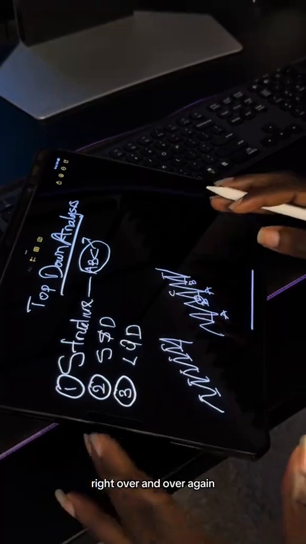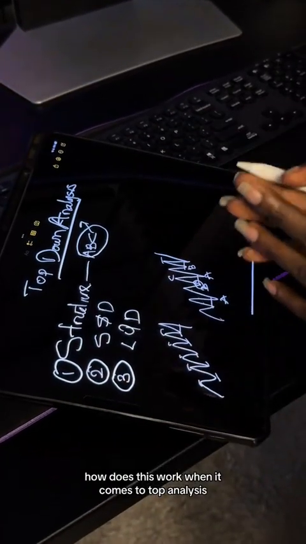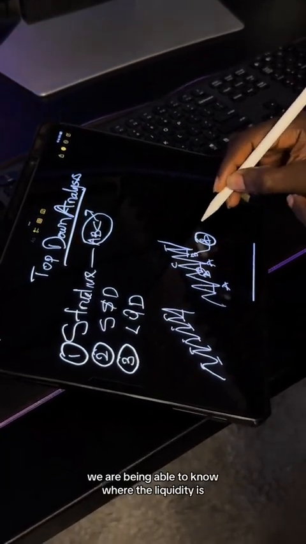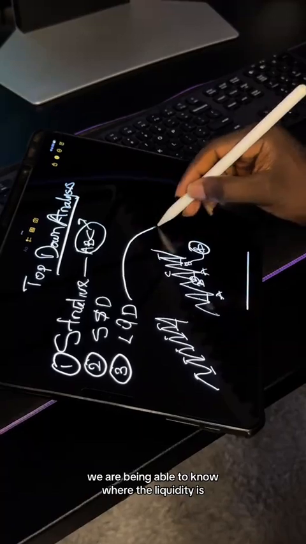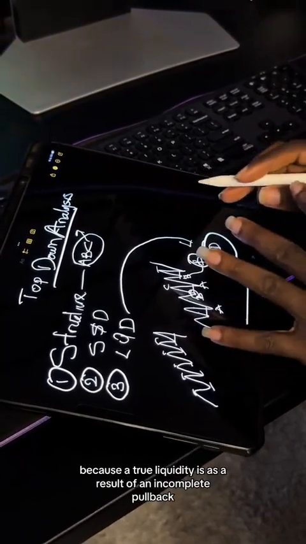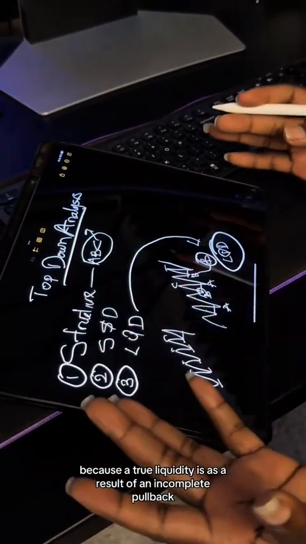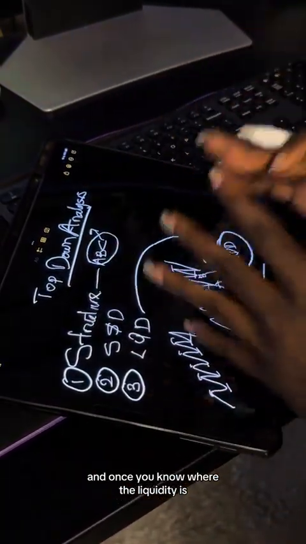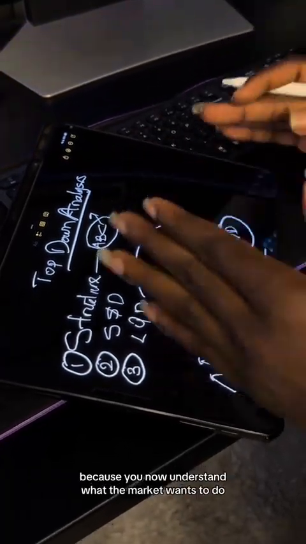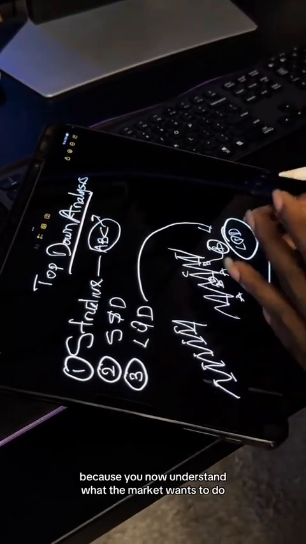Over and over again. How does this work when it comes to top-down analysis? With the knowledge of our B, we are able to know where the liquidity is, because true liquidity is a result of an incomplete pullback. And once you know where the liquidity is, you are one step ahead of a lot of people because you now understand what the market wants to do.